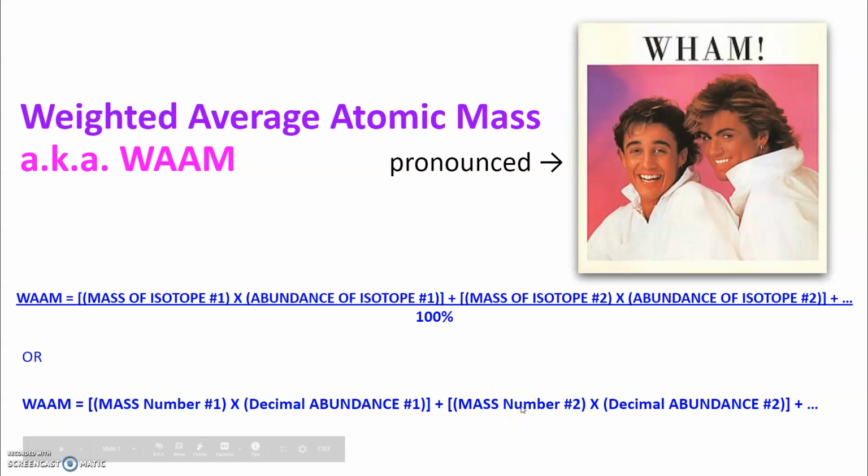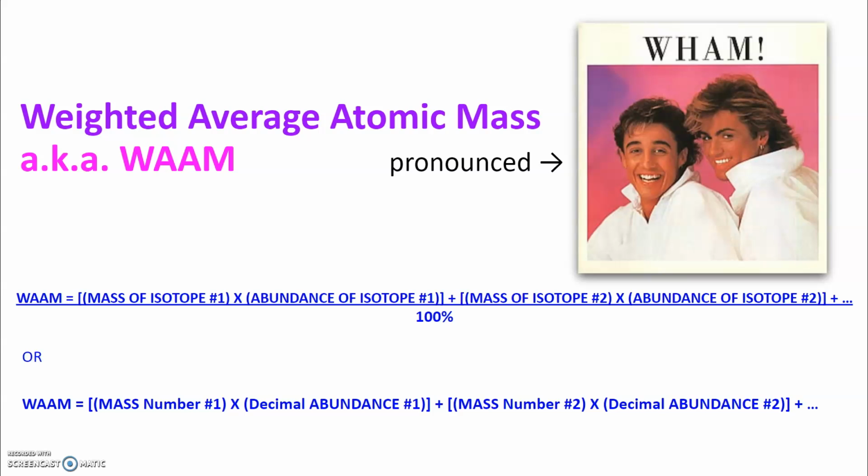All right, you guys. So today we're just going to talk briefly about the weighted average atomic mass and how to find it. You'll hear me refer to weighted average atomic mass as WAAM, not to be confused with the 80s duo WAM, who were incredibly fabulous, and you should look them up if you're not familiar.